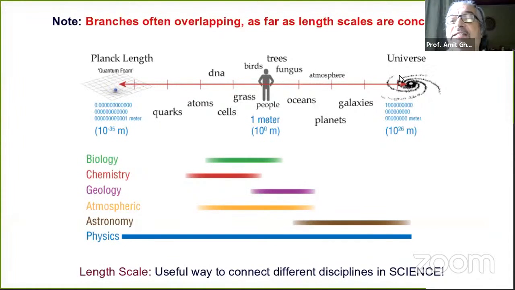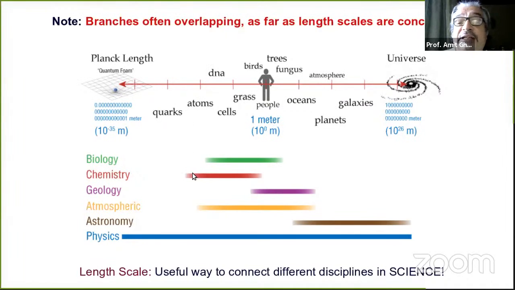So what I was telling is that on the rightmost we have the universe and then various things: galaxies, planets, oceans, trees and people, birds, grass, DNA, atoms, quarks. This way we go to smaller and smaller size systems and smaller length scales. So even different branches of science can be classified using this length scale. For example, biology operates in this regime, something like DNA to human being size.